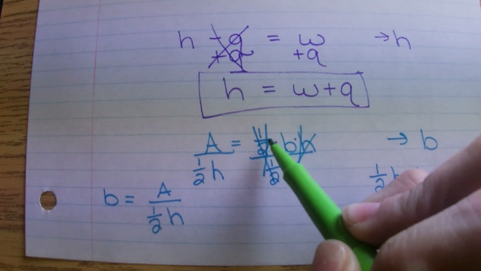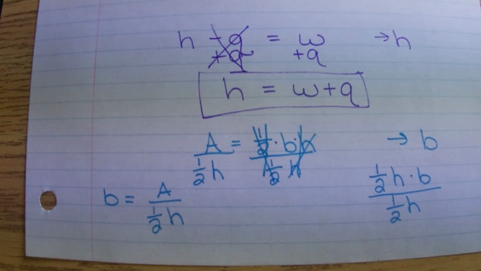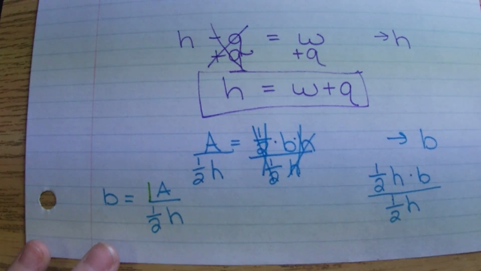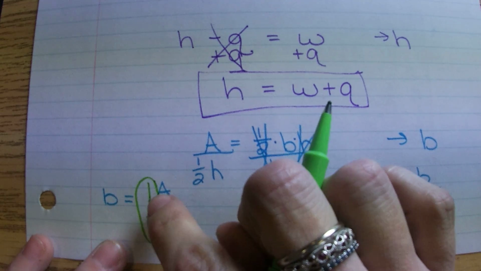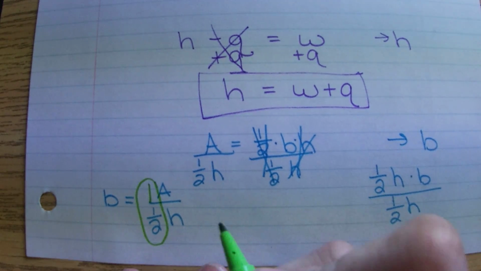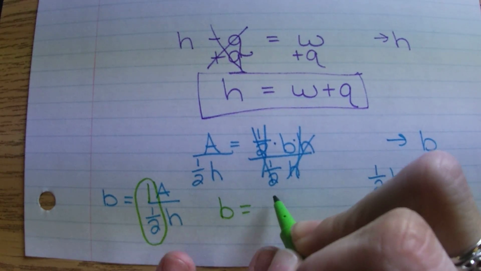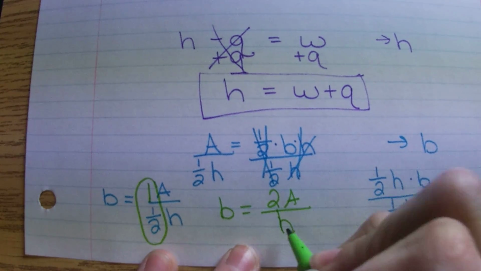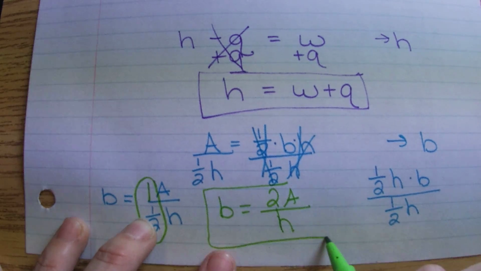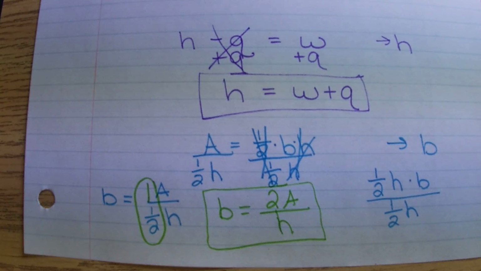Okay, we can know that when we're dividing by 1/2, we are really multiplying by the reciprocal. So we're really multiplying by 2/1. Or we could also know that there's a 1 sitting up here in front of the A, and we could simplify 1 divided by 1/2. And 1 divided by 1/2 is 2. That's an H on the bottom, sorry. And so our better answer would be B equals 2A all over H.